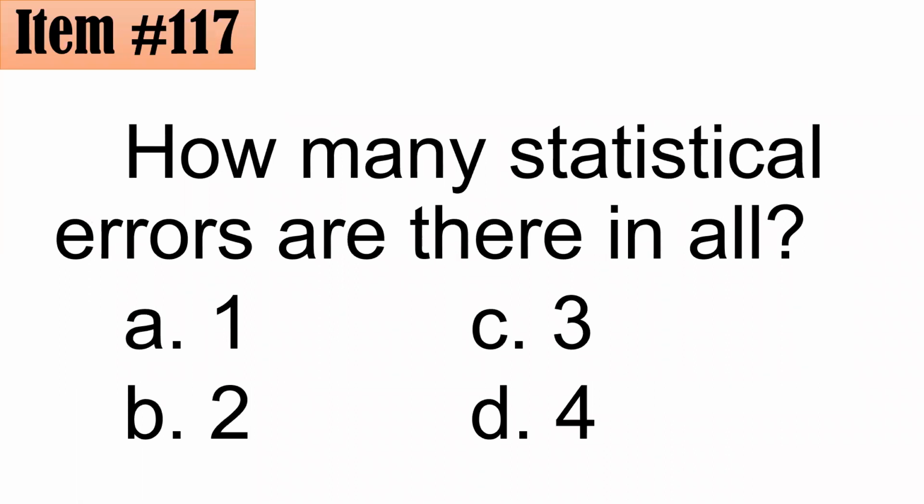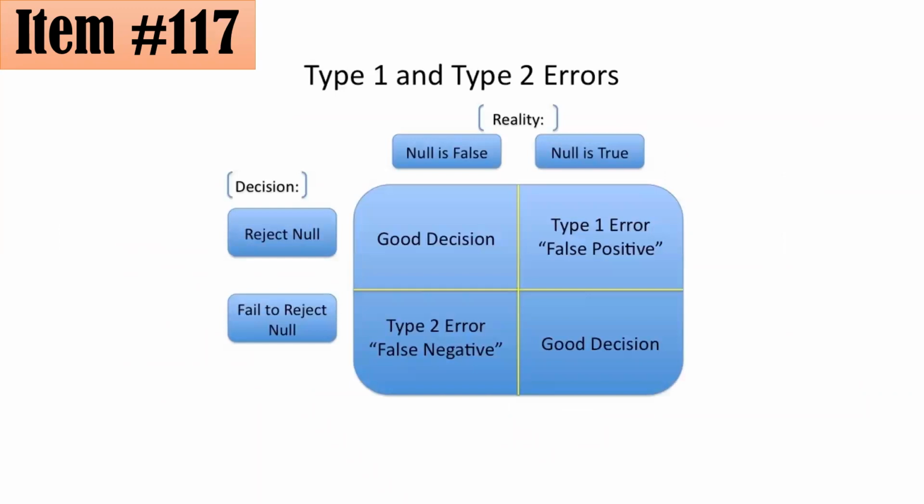170. How many statistical errors are there in all? Is it one, two, three, or four? Especially when you are making decisions, how many errors could you possibly make? Okay, I could see letter B is your answer. Just two? If you answered two, you should be happy because we have two. These are what we call type 1 or alpha error and type 2 or beta error.